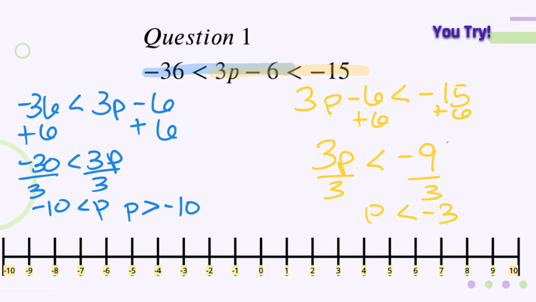So now I'm going to graph my solutions. I have p is greater than -10, so open circle, and then up through here. But then I also have this inequality, p is less than -3. Actually, let's not color in our line until we put the circle on the other one. Okay, now we can shade in the area in between those two solutions. So "and" inequalities will have two circles on a number line, and the space in between is shaded.